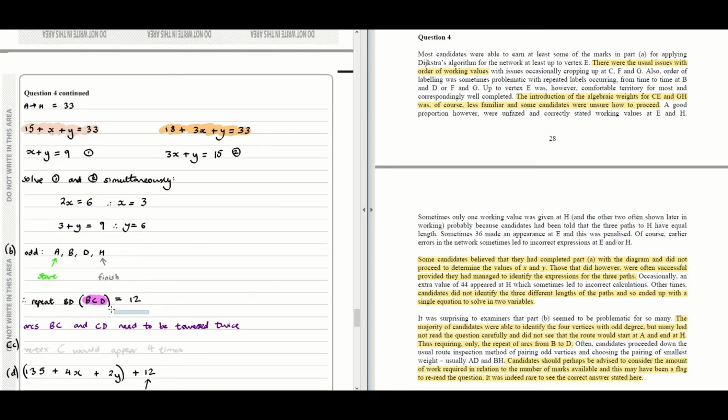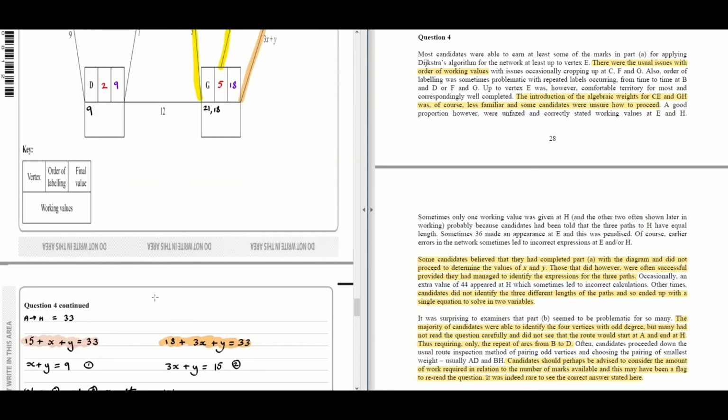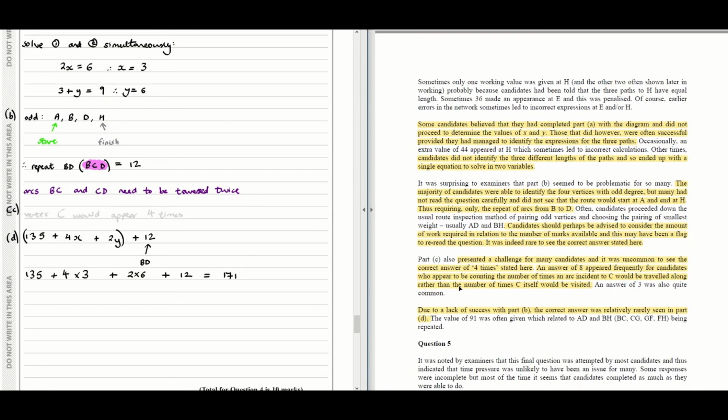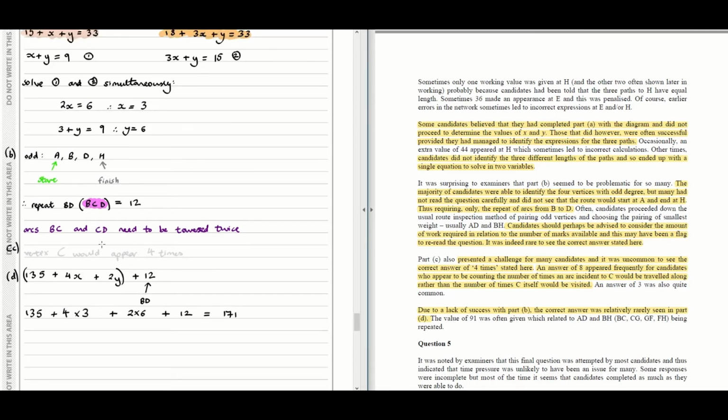There were also some errors when it came to finding out the shortest length BD, and then going on from that, when we talked about how many times vertex C would appear, that was quite a challenging question. The answer of 8 appeared frequently for candidates who appeared to be counting the number of times an arc incident to C would be travelling along rather than the number of times C would be visited. But yeah, it was quite easy in my opinion to just recognise all that. It was only worth 1 mark, you didn't need to do extra work.